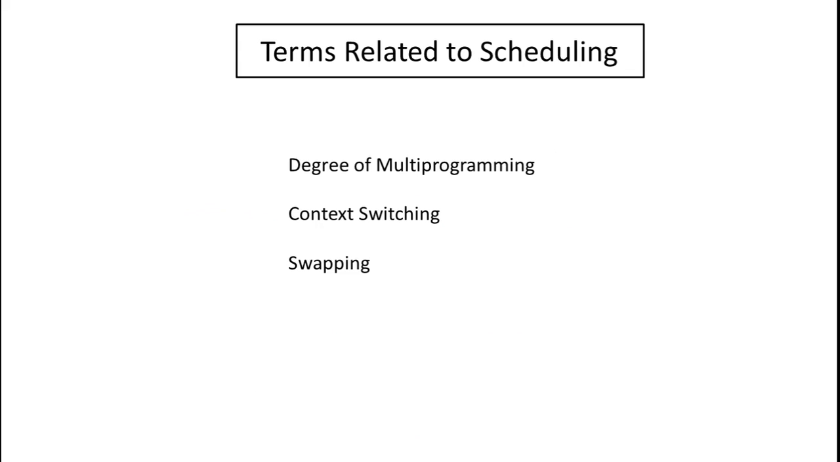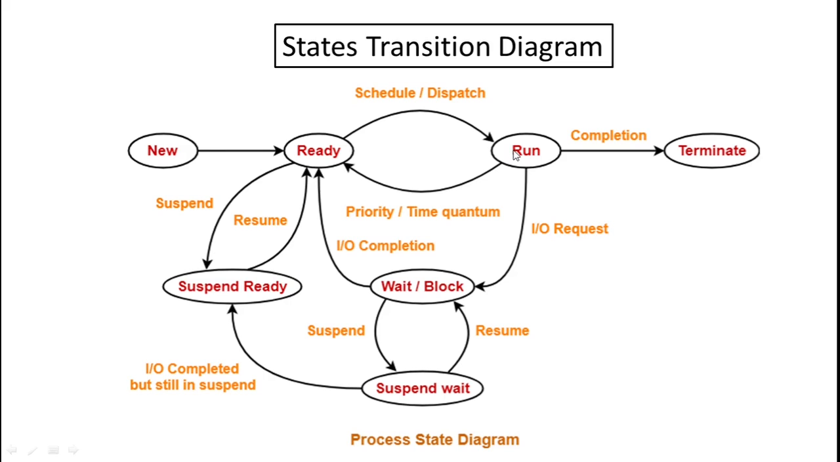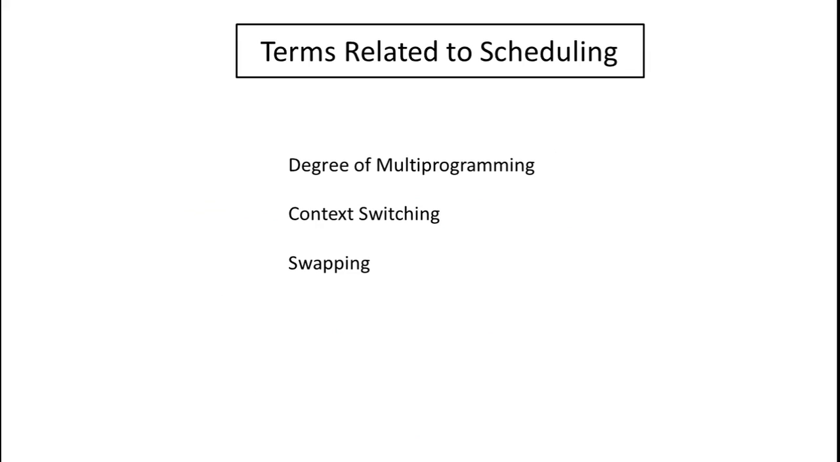Next is context switching. Whenever a process is in the run state, if a higher priority process arrives, the operating system will suspend the current process or put it into the waiting state and execute the higher priority process. Or, say, willingly a process goes for input output devices and leaves the CPU, so the CPU is allocated to another process. This is known as context switching. It means the CPU is allocated from one process to another process. This type of switching is known as context switching.